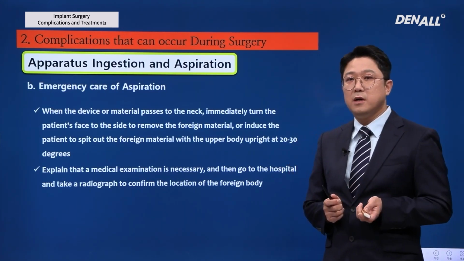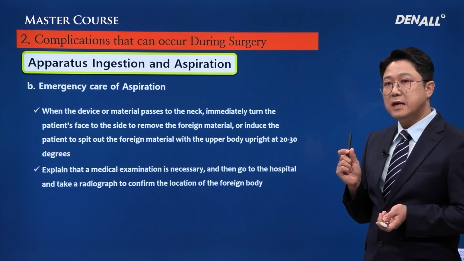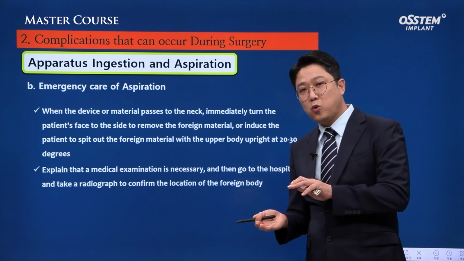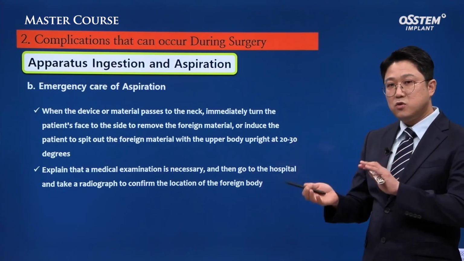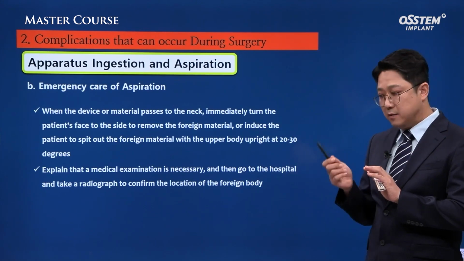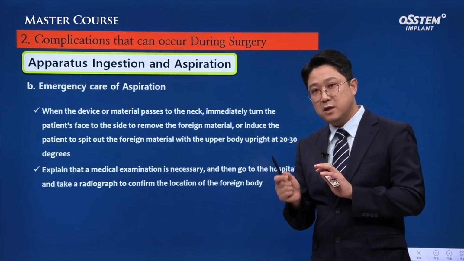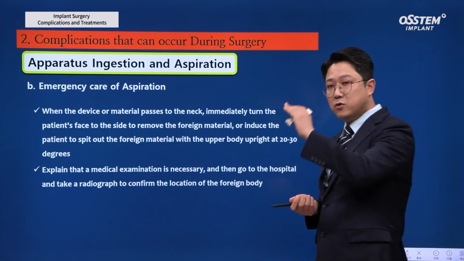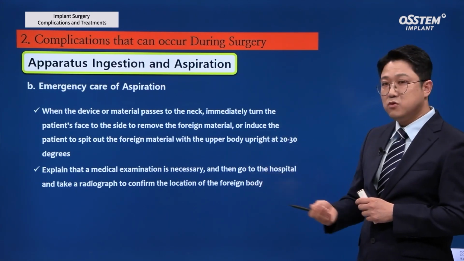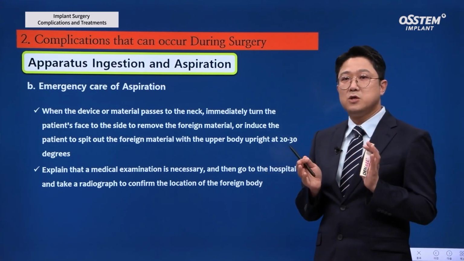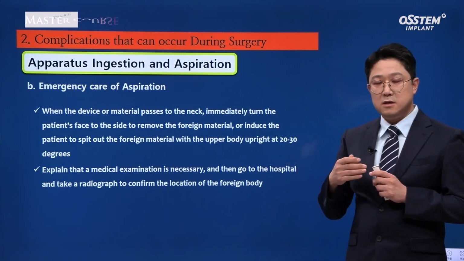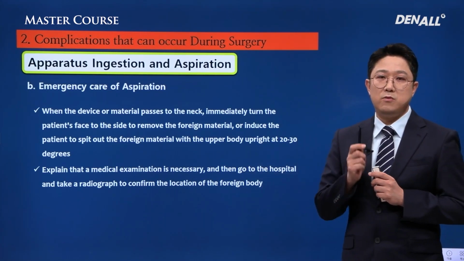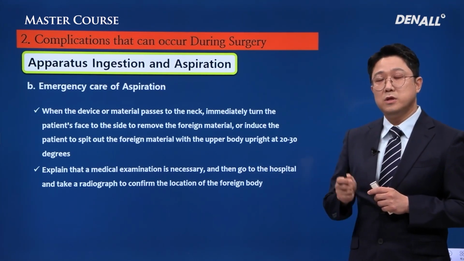Once the apparatus falls into oral cavity, rather than trying to use forceps to pick it up, you need to turn the patient's face to the side to remove the foreign material, and then use the forceps to remove the material. Once the apparatus has fallen into patient's oral cavity, you need to upright the patient so that the patient can spit it out. If the patient has swallowed the apparatus, you need to send the patient to a hospital where chest PA can be taken. The device position needs to be checked and removed. This is very important.